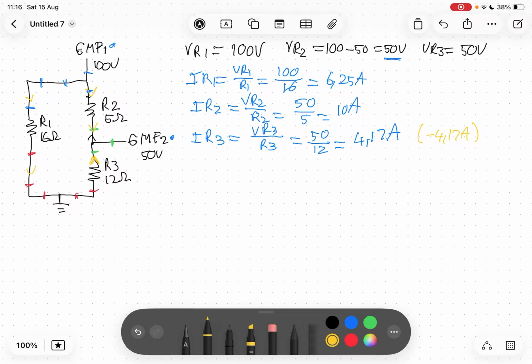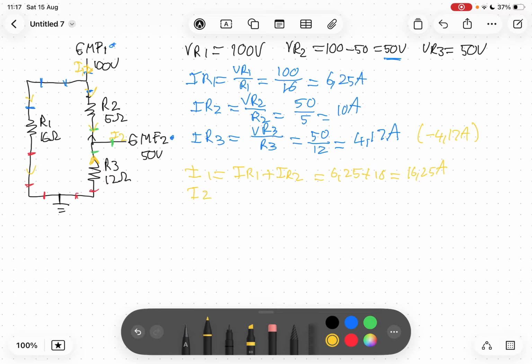Looking at Kirchhoff's current loops now, let's just do that. So I1, simply this one over here, everything entering is equal to everything leaving that node. Therefore I1 will be simply IR1 plus IR2, and this is simply IR1, which is 6.25, plus IR2, which is 10 amps, equal to 16.25 amps.